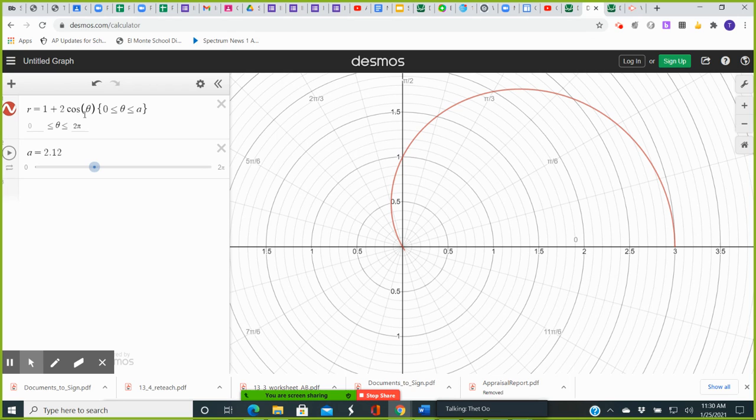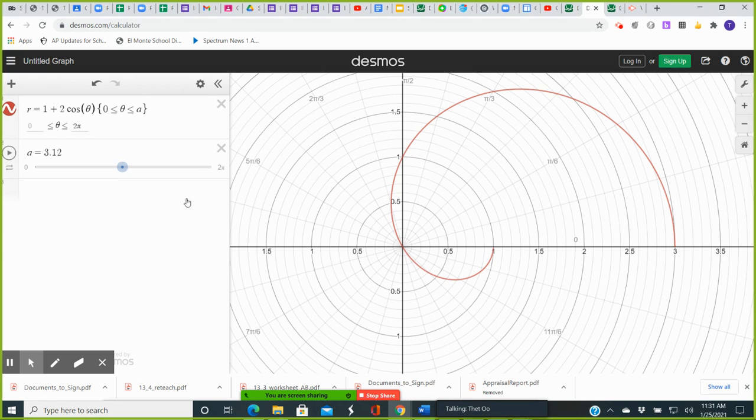And then when you go from theta is equal to 2 pi over 3 to theta is equal to pi, the r values will actually be negative. And when you get to theta is equal to pi, then cosine of pi is negative 1. 2 times negative 1 is negative 2. 1 plus negative 2 is negative 1. So you have this point here with polar coordinates r, theta, where r would be negative 1 and theta would be pi.